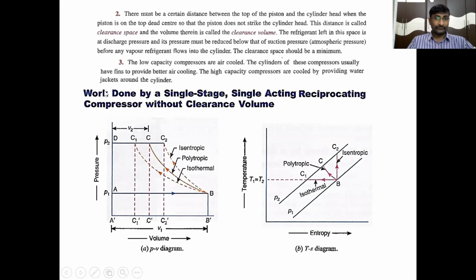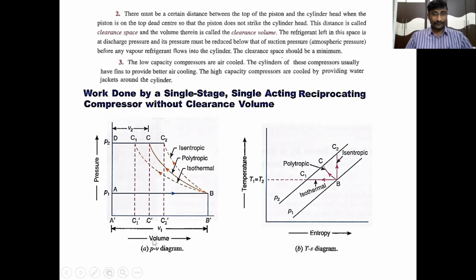Clear? Let us look at the work equation for the single stage without clearance volume. That is the work done by a single stage, single acting reciprocating compressor without clearance volume. You already derived this in TE1, that is the air compressors. This is the work done in a single stage reciprocating compressor without clearance volume.